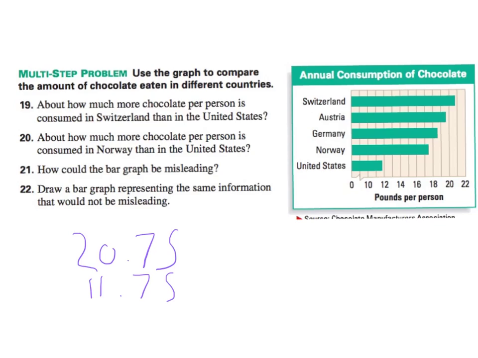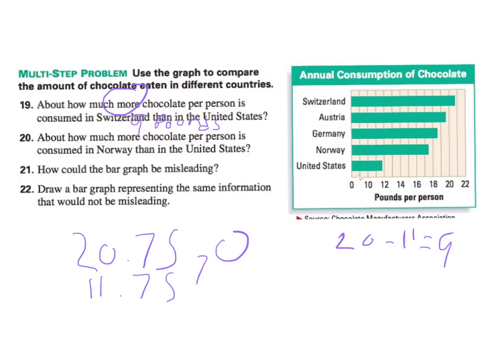So now we're seeing how much more chocolate per person is consumed in Switzerland than in the United States. So we have to do subtraction here. We know 0.75 minus 0.75 obviously equals 0. Now we only have 20 minus 11, which is simple math, so that will equal 9. So our answer is 9 pounds per person. So question 1 is solved.